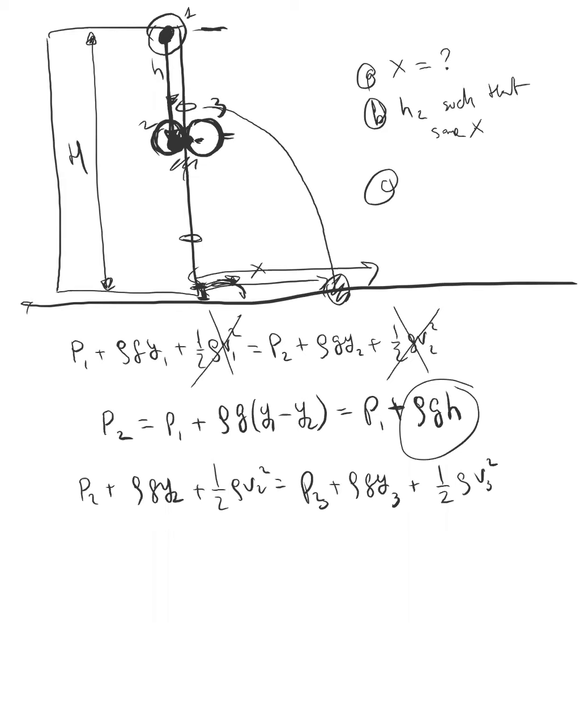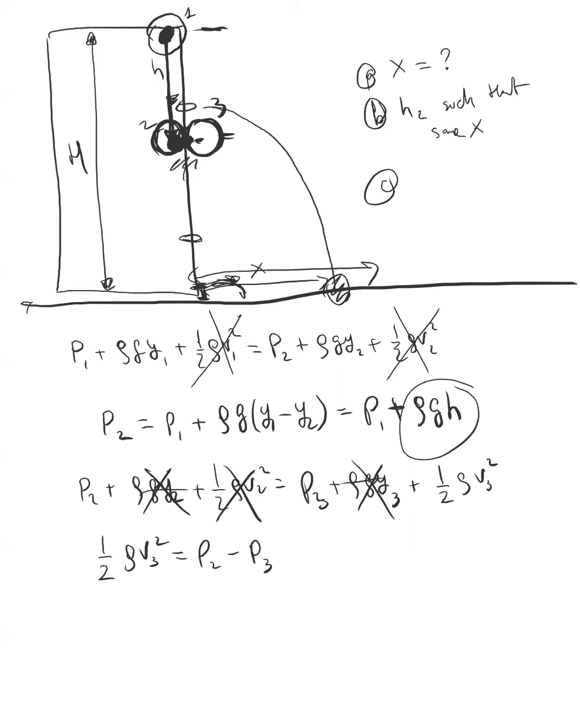So my V2 is 0 because when I'm behind this wall, I'm not moving yet. My Y, how high I am, is the same. So Y2 and Y3 are the same. These two will cancel each other out. And now what I have is half of rho V3 squared equal to P2 minus P3, pressure 2 minus pressure 3.